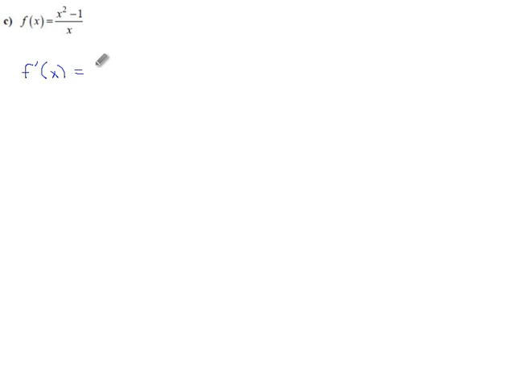it's a quotient, so quotient rule. Bottom times derivative of the top minus top times derivative of the bottom all over the bottom squared. Okay, so we get 2x squared minus x squared, and then we get minus negative 1. So there's our numerator.